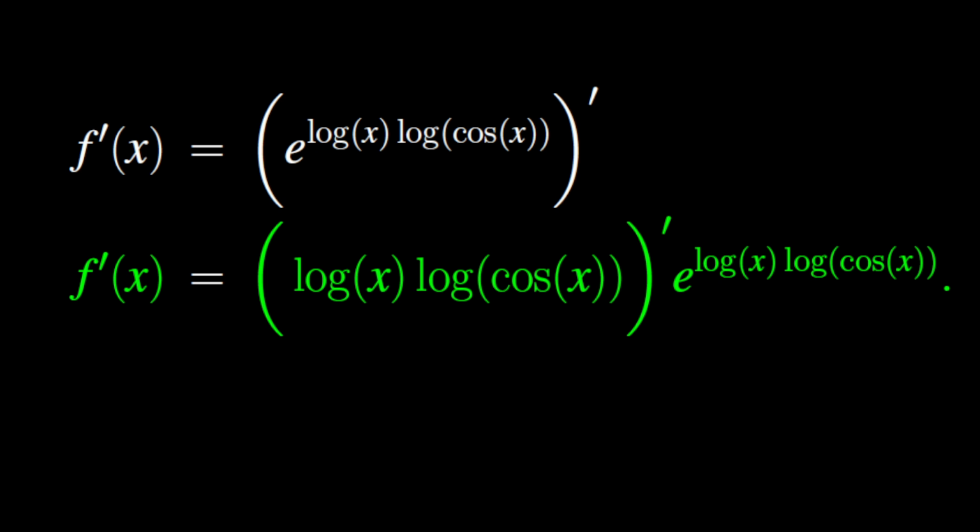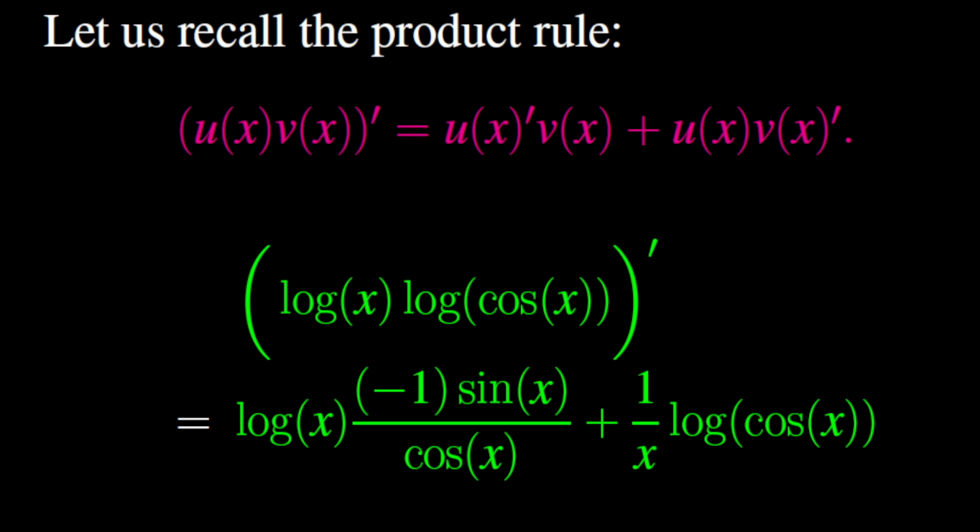Now, we can take the derivative of both sides and use the chain rule. Actually, using the chain rule, the derivative of f is equal to the derivative of the product logarithm of x times logarithm of cosine of x, times exponential of the product logarithm of x times the logarithm of cosine of x. Actually, in order to compute the derivative of the product logarithm of x times logarithm of cosine of x, we need to use the product rule. Let us recall the product rule. The derivative of the product of two functions u of x times v of x is equal to u prime of x times v of x plus u of x times v prime of x.